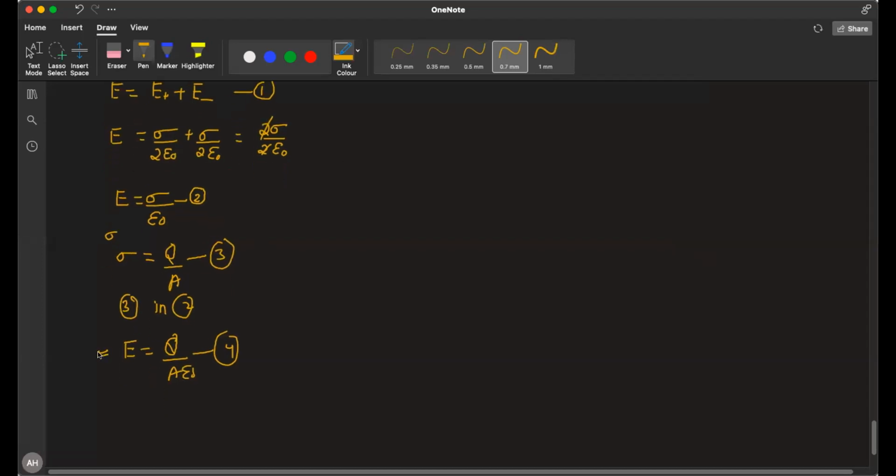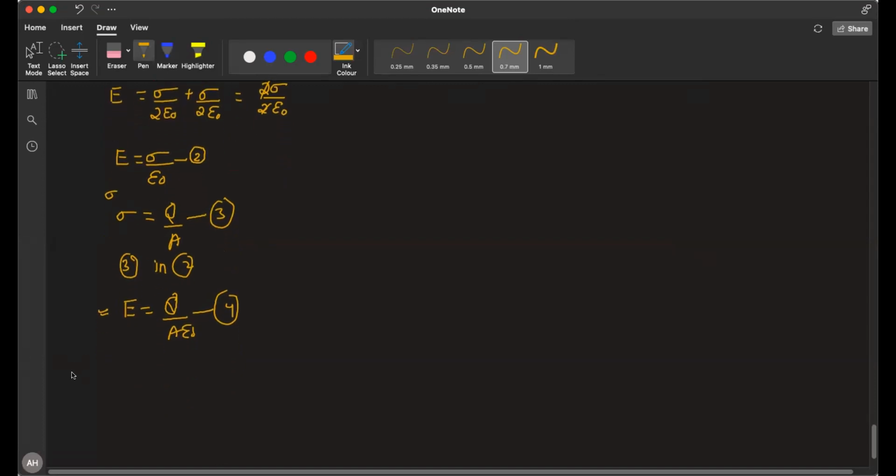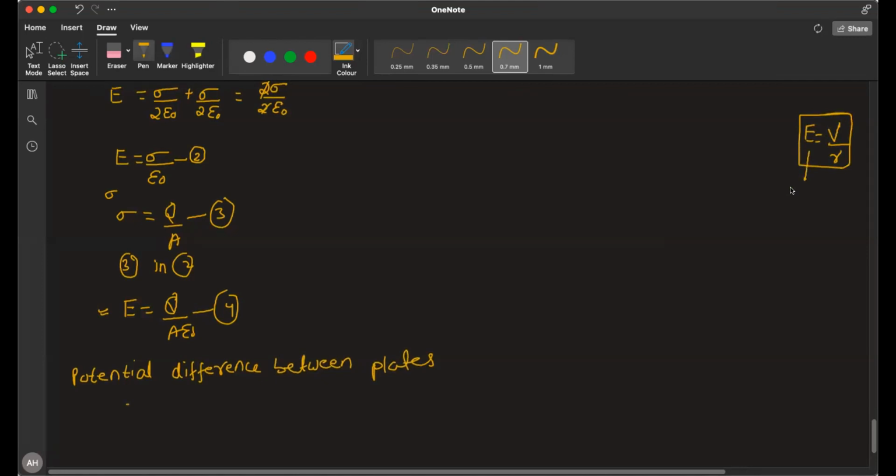Now you have the field. That field between the plates is Q by A epsilon naught. Once you have the field, you can also calculate the potential difference between the plates. The relation between field and potential is a simple one: if your field is uniform, the field is the potential difference divided by the separation.